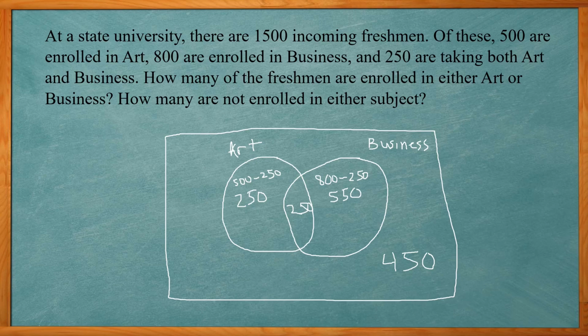Now if we answer the questions, how many freshmen are enrolled in either art or business? That's going to be this 250 plus this 250 plus this 550. And we said that was 1,050. That asks how many are not enrolled in either subject, and that's the value outside the 2 circles, which is going to be 450.